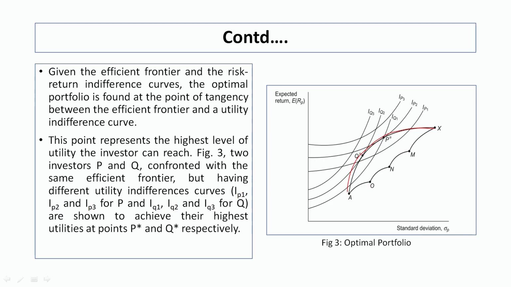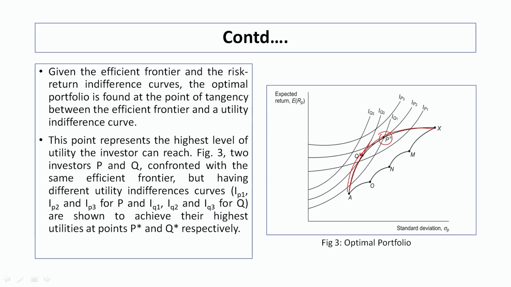Given the efficient frontier and risk-return indifference curves, the optimum portfolio is found at the point of tangency. Tangency means this particular indifference curve, that is Q2, is touching the efficient frontier at point Q star. Similarly, the indifference curve P2 is touching the efficient frontier at P star. So these are the optimum points, or optimal portfolios, for the investor. This point represents the highest level of utility the investor can reach.